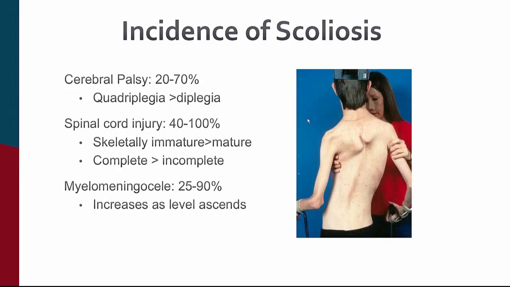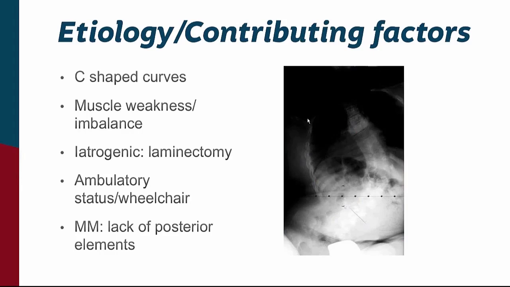Often, the lower the function, the higher the risk of developing it. Quadriplegic patients have a higher risk of developing scoliosis. Similarly, spinal cord injury patients that are skeletally immature and younger with a higher level of injury have a higher rate of developing scoliosis. Patients with myelomeningocele also similarly, based on the functional level, so higher thoracic myelomeningocele, and younger patients tend to have a greater risk of developing scoliosis. Overall, these patients often have a long C-shaped curve with pelvic obliquity, often in relation to muscle imbalance or weakness. It can be created iatrogenically after a laminectomy for tumor or decompression, and many of these patients are wheelchair-bound or non-ambulatory.